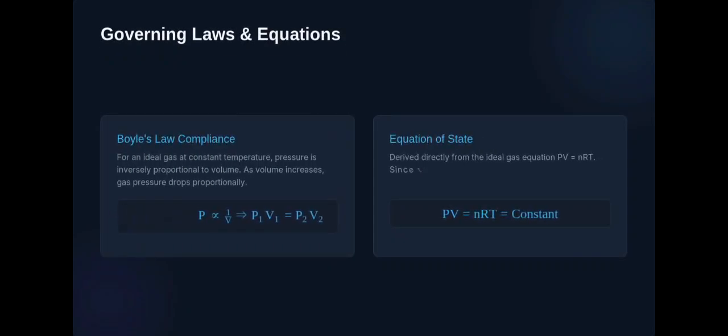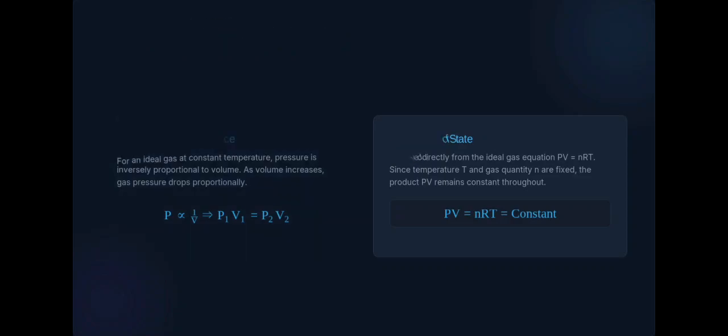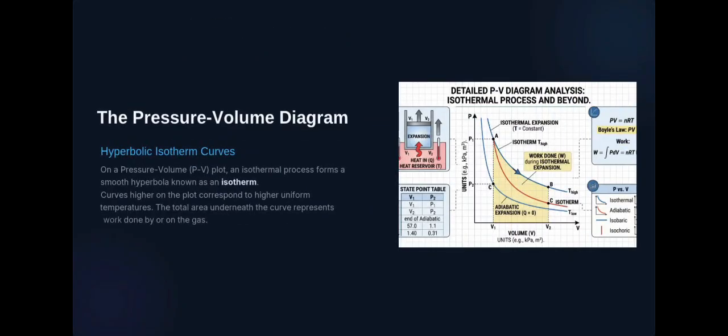Governing laws and equations. Because temperature is fixed, ideal gas behavior follows Boyle's law. Pressure is inversely proportional to volume. As a gas expands, its pressure drops proportionally, P1 V1 equals P2 V2. From the ideal gas equation, PV is equal to nRT. Since n, R, and T are constant, the product of pressure and volume remains strictly invariant across any state.